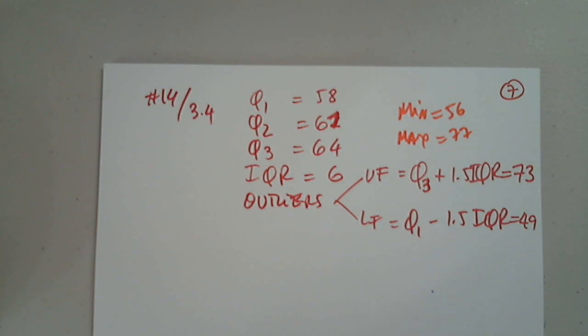Since the maximum is 77 and the upper fence is 73, there is an outlier up there to the right. But the lower fence is 49 and the minimum is 56, so there is none on that side. Everything else is between the upper fence and the lower fence. Isn't 77 the... Oh, 77. It was 77. Yes, it is. That's true. Thank you. It wasn't intentional.